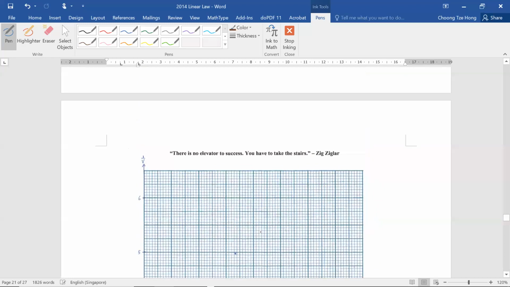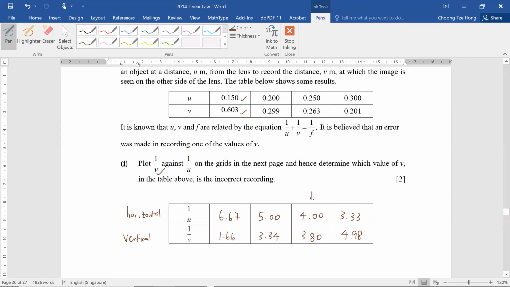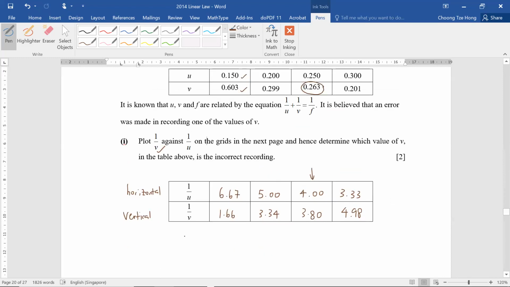Let's go back to the table. The row where 1 over u is 4 is this row, which means the v value that is incorrect must be this one, the third column. So we write down the answer: v equals 0.263 is the incorrect reading. This will be the answer.